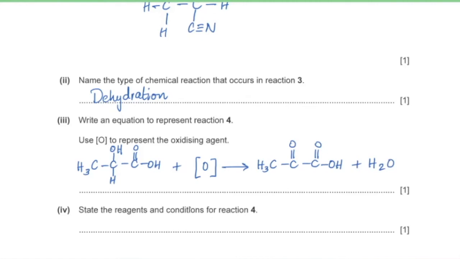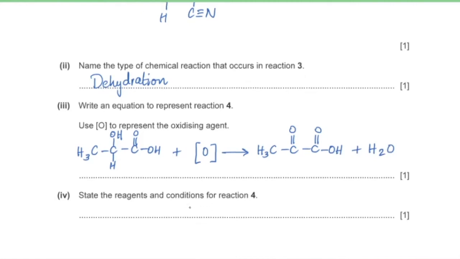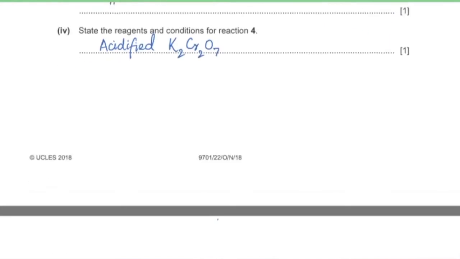Part 4, state the reagents and conditions for reaction 4. So reaction 4 would require us to add acidified potassium chromate, which is K2Cr2O7, because that will act as an oxidizing reagent over here.